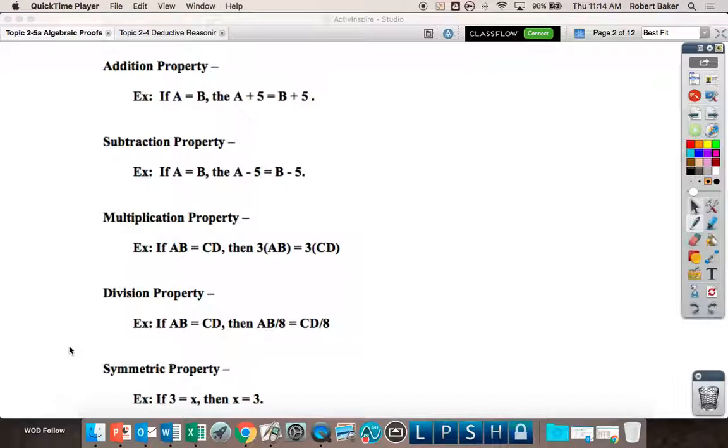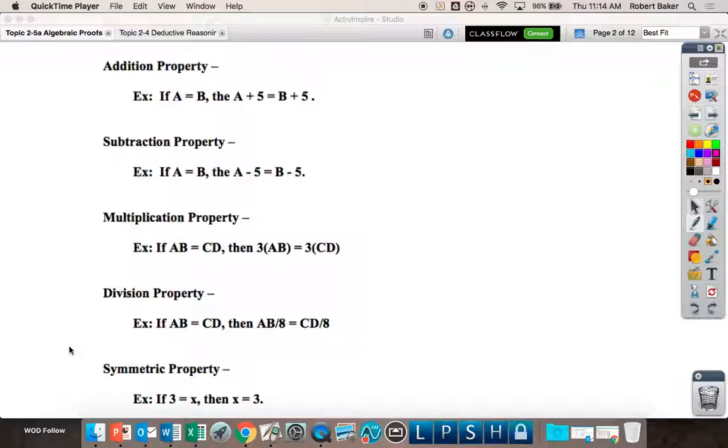Alright, so you'll see somewhere on your paper right here there's a bunch of boxes, and it says, use the word bank at the top to identify which property is down there. So what do you think that first box says? The first box says, if A equals B, then A plus C equals B plus C. That's the addition property. What did we add to both sides?